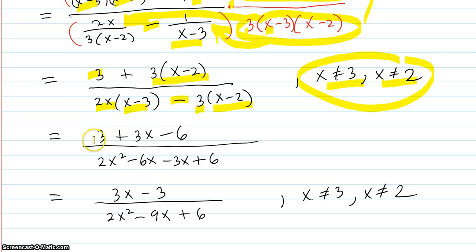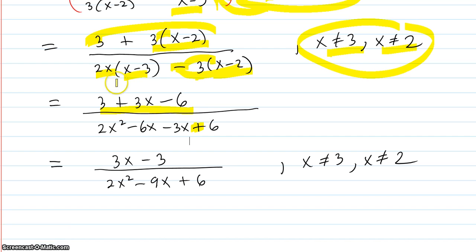Then we clean this up, do some algebra here, distribute the 3 in, add it together, you get this. Be very careful about this, negative 3x plus 6. That's very important. Distribute this out, you get this whole denominator there, and then simplify this down as 3x minus 3 over 2x squared minus 9x plus 6, with the restrictions that x is not allowed to be 3 and x is not allowed to be 2.